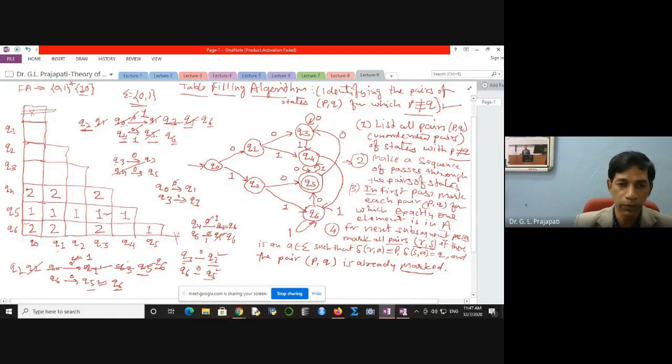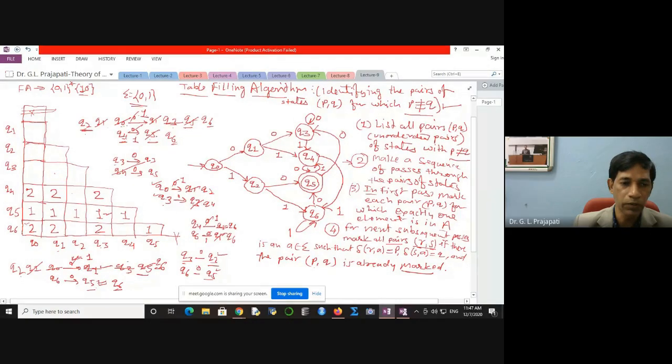If you consider 1, from Q0 you are getting 1, you are going to state Q2, and from Q3 if you are getting 1, then you are going to state Q4. Q2 and Q4, again you can see, we have not marked. So you cannot mark the pair Q0 and Q3. So you are not marking.